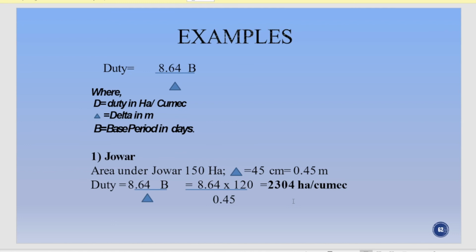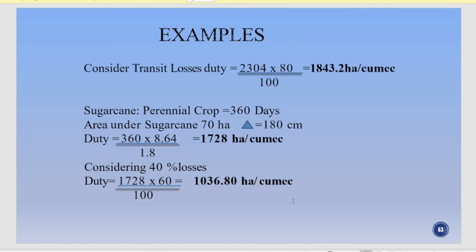We need to continue and solve, considering the transit loss, how much will be our duty. So considering the transit losses, this is basically the loss that is going to take place. The loss is 20%. It means the efficiency will be 80%. So we'll multiply 0.8 to the earlier value that we got, which is 2304. 2304 multiplied by 80 by 100 will give you the duty for jowar, okay, which is 1843.2 hectares per cumec.